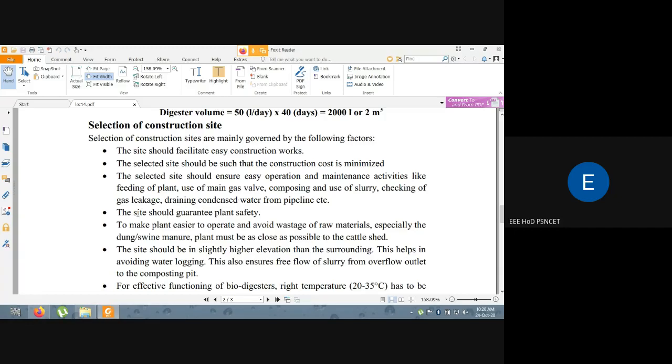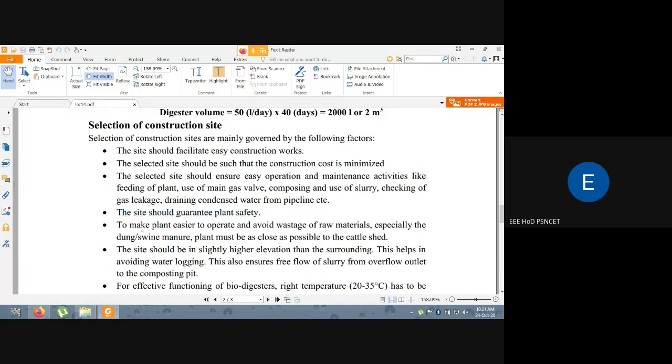Okay. Then the site should guarantee plant safety. So there should not be any event of natural disasters such as earthquake and all. Okay. So the site selection is done where the site has no previous history of earthquake and all. Okay, it should be free from these natural disasters.